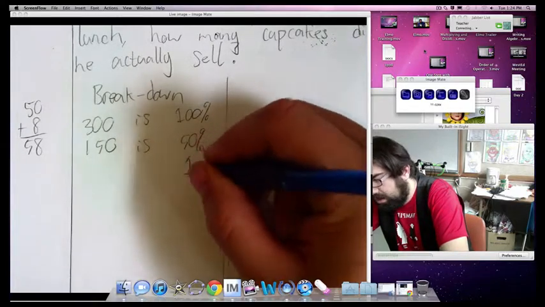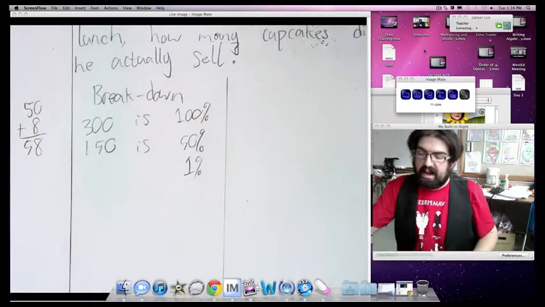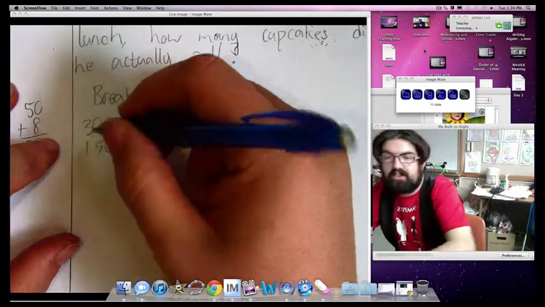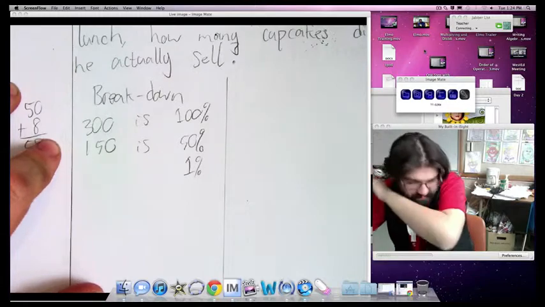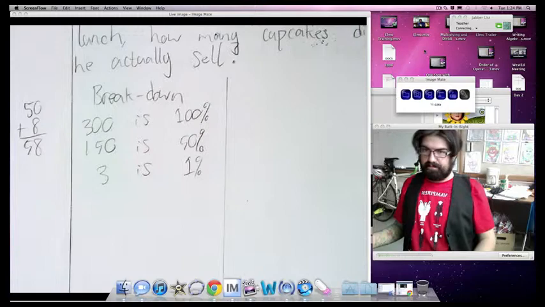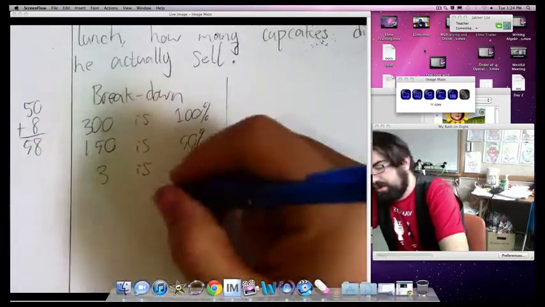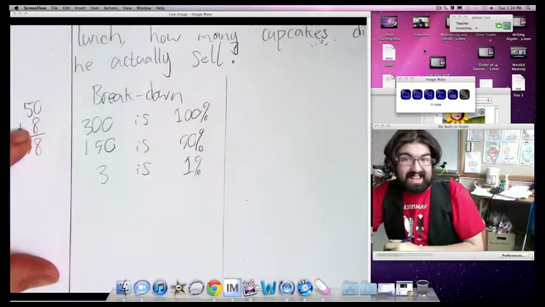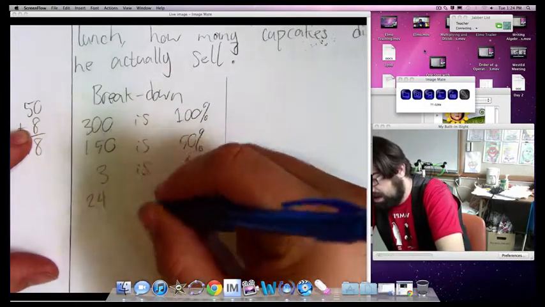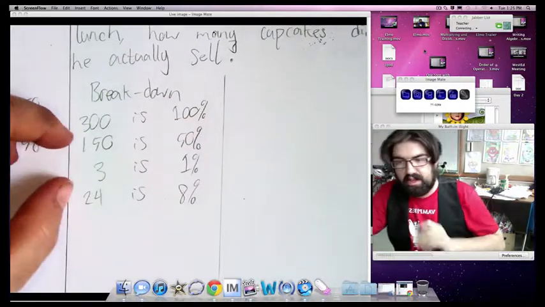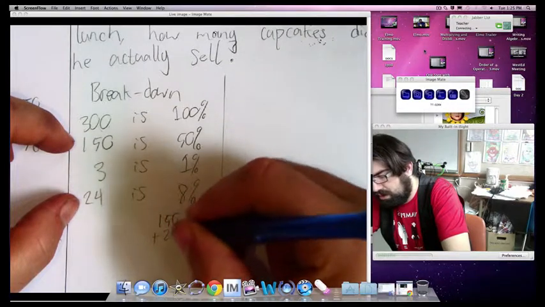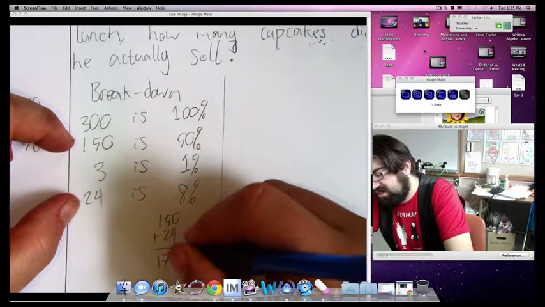A few more also. Let's figure that out. This one we do have to find out what 1% is. So I'm going to go back to 100%, and I'm just going to move the decimal once for 10%, and then twice for the 1%. So 3 cupcakes is 1%. Well, I don't want 1, I want 8. So I'm going to times that by 8. 3 times 8 is 24 cupcakes. So if I take 50% and 8%, I'm going to take 150 plus 24, 174.